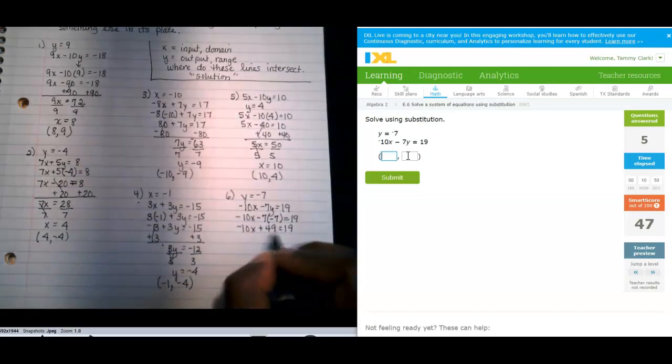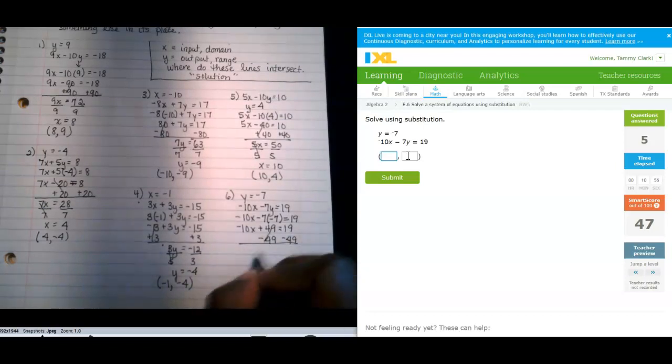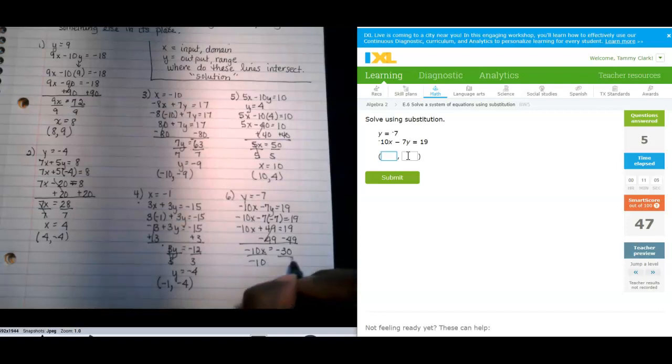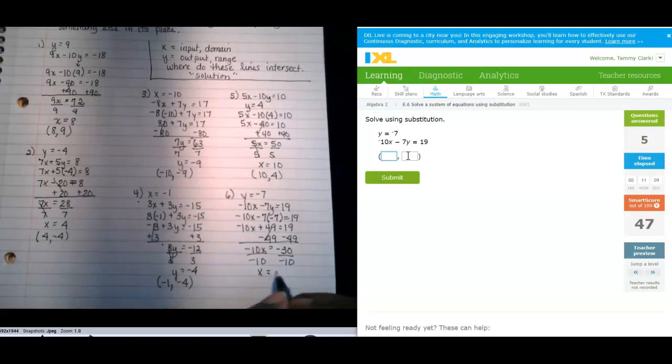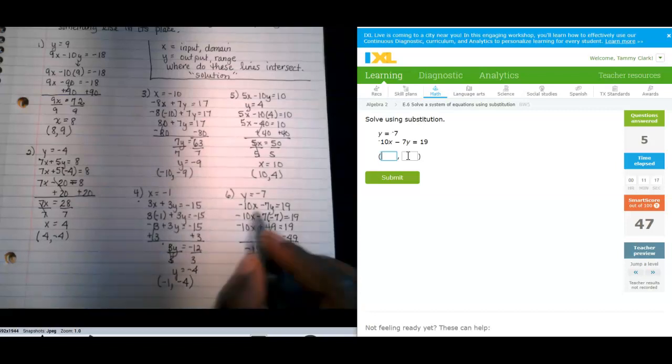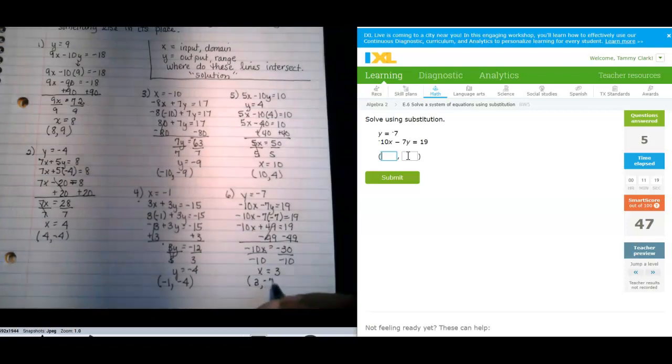I'm eliminating the 49, so I would subtract 49 from both sides of the equation. And I've got negative 10x is equal to negative 30. Divide by negative 10 on both sides of the equation. X therefore is 3. And so the solution to this system would be (3, negative 7).